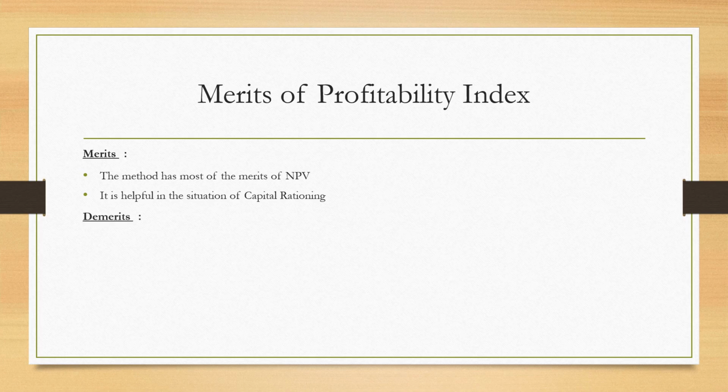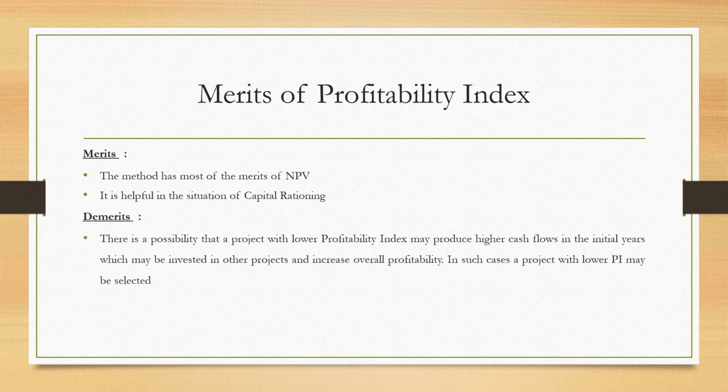Now, let us see what are the demerits. There is a possibility that a project with lower profitability index may produce higher cash flows in the initial years, which may be invested in other projects and increase overall profitability. In such a case, a project with lower PI may be selected. But if profitability index is a measure of selection, then the firm would select only those projects which have high profitability index, and hence this benefit would not be available to the firm.